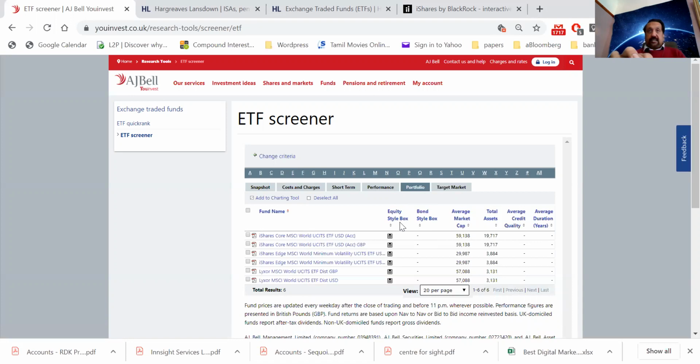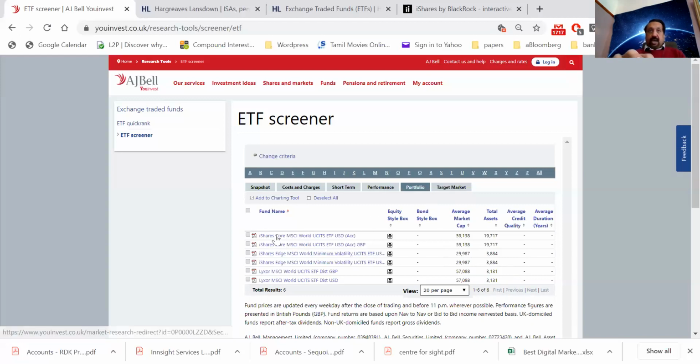So it says equity style, bond style, average market capitalization, total assets is like 18 to 19 billion, 3 billion, 3 billion. So by far, this is the biggest fund here. This has got 18 billion, 6 times as big as this.